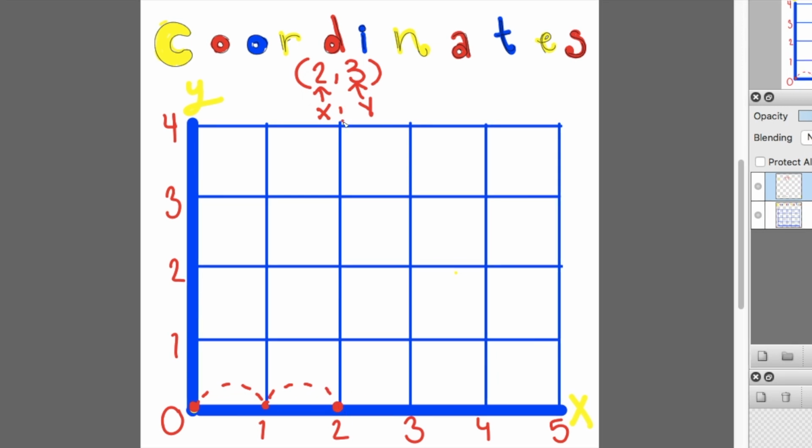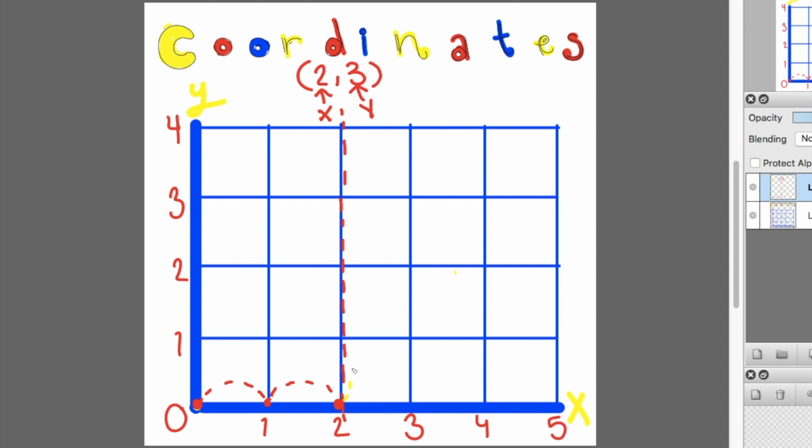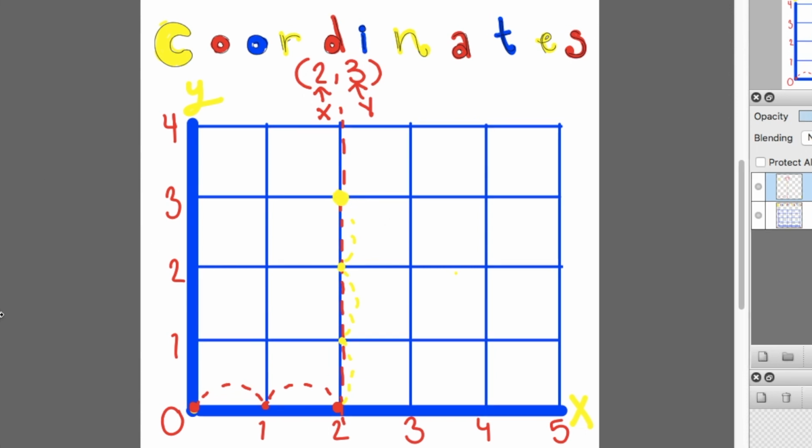We now know that the coordinate will be somewhere on this line, because our x value is 2. Now, let's find our y. Since it's 3, we can count up 3 to find it. Now we have our coordinate 2, 3. It satisfies both axes.